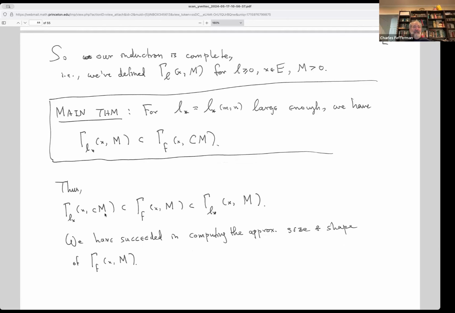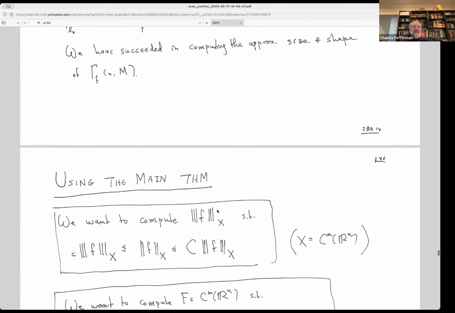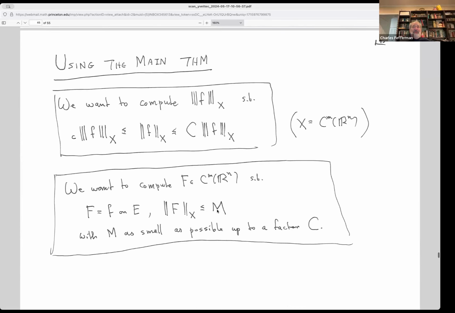And so that means that we have the inclusions here on the slide. And so we have succeeded in computing the approximate size and shape of gamma f. We can use these as our gamma approx. So we've succeeded in computing the approximate size and shape of the gammas, and now we're going to use that main theorem in order to produce algorithms.